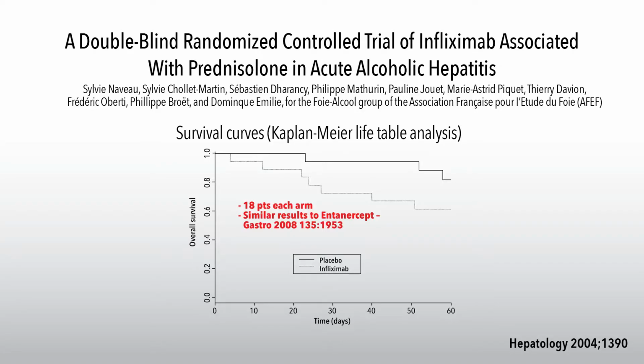What about infliximab, an injectable TNF inhibitor? This is a controlled trial, infliximab with prednisolone in acute alcoholic hepatitis, published in 2004 by Naveau. Two different arms here, but no benefit of infliximab. And there were medical and infectious complications of infliximab, probably from excess immune suppression. So infliximab is not part of our armamentarium.